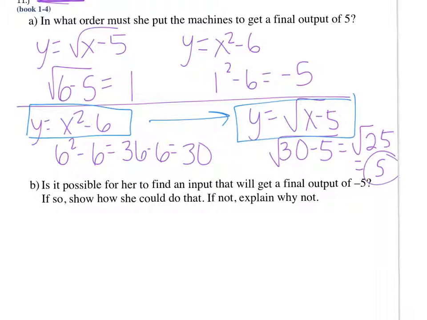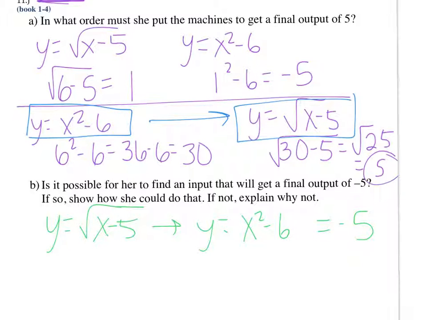So part B, is it possible to find an input that would get a final output of negative 5? If so, how could she do it? If not, explain why not. Well, we did see back in part A that if she did the y equals square root of x minus 5 first, and then did y equals x squared minus 6, she would get an answer of -5.